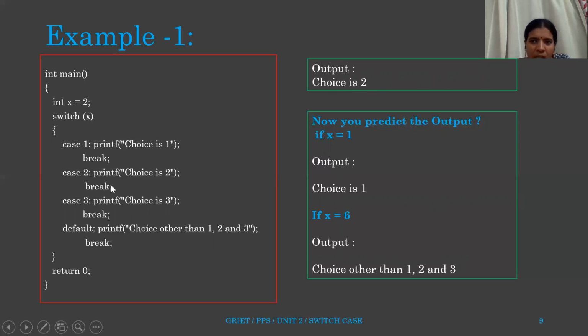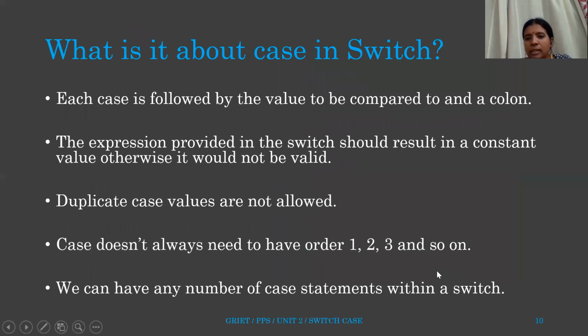And because there is a break here, what is the job of break? The job of break is to get the control out of switch. So the control comes to return 0 and the program stops executing. Now you tell me, what is the output when X is 1? When X is 1, obviously case 1 matches, so the answer is choice is 1. But when X is 6, 1 is not equal to 6, 2 is not equal to 6, 3 is not equal to 6, so default is executed. Yes, default is executed when no match is found. I was asked to enter something between 1, 2, and 3, but I entered 6. So I get the answer: choice other than 1, 2, 3.